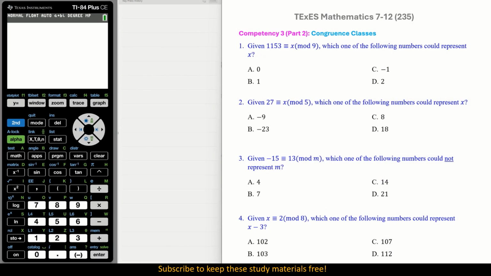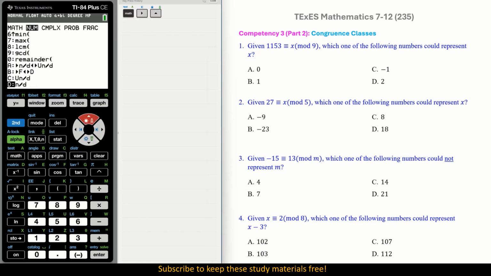Number 1, given 1153 is congruent to x mod 9, which one of the following numbers could represent x? For this particular question, we can use the remainder function. So we go to math, arrow over to num or number, arrow up, and you'll see where it says remainder, which is 0. So push 0. Now we have what we want.